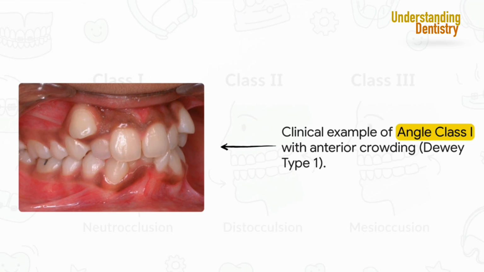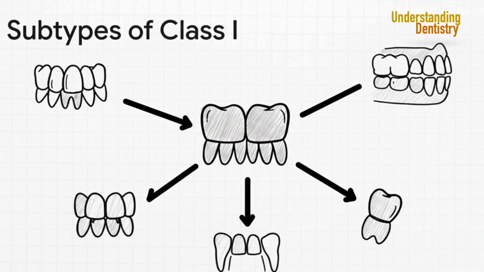And here's a fantastic clinical example. Look at that. It's a textbook Class 1 molar relationship. But you can also clearly see that it exists alongside some pretty significant anterior crowding and that labially positioned canine. Now, it doesn't just stop there. Even within Class 1, we have subtypes. The Dewey and Anderson modifications are super helpful because they allow us to describe the specific variations in the anterior and posterior, which gives us a much more nuanced and useful diagnosis.